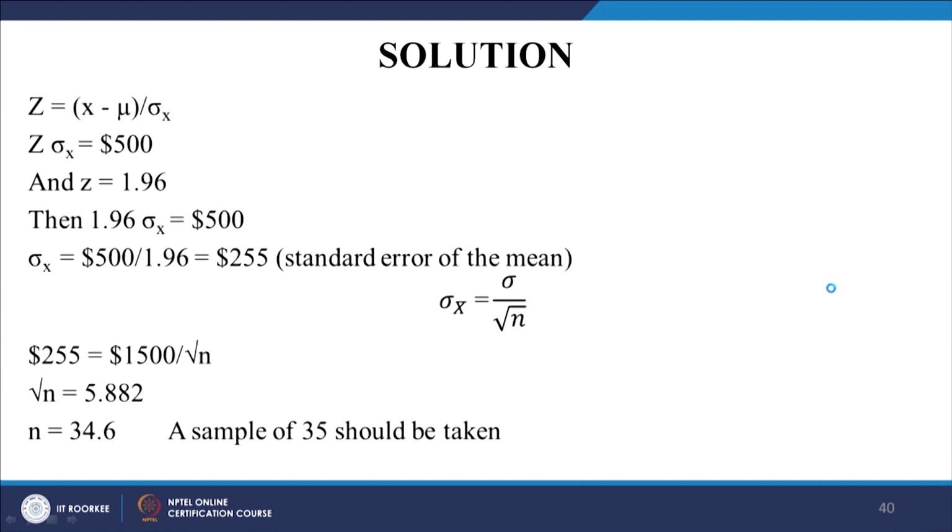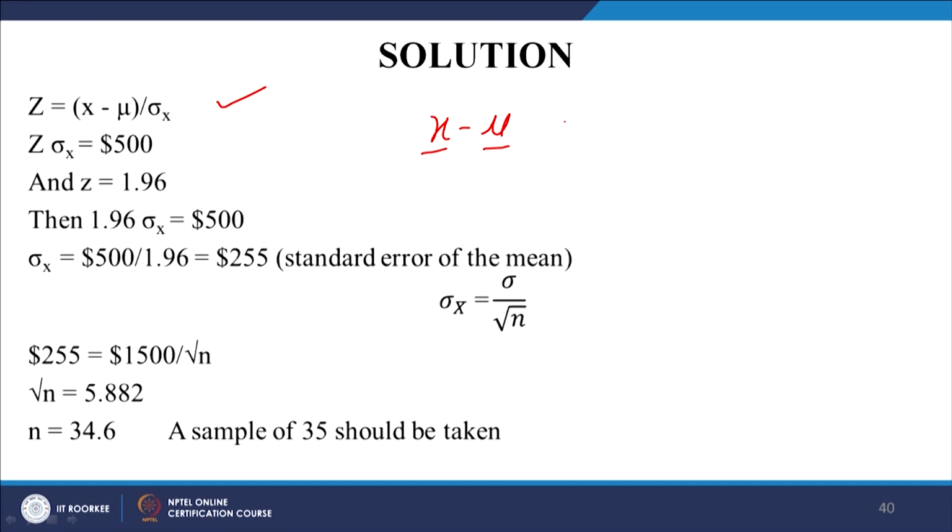First let us calculate this z. Now, what is z? z is equal to x minus mu divided by standard error. So, z sigma x in this case is equal to 500. Now, x minus mu means the sample minus the population. So, this is the precision, the exact difference.